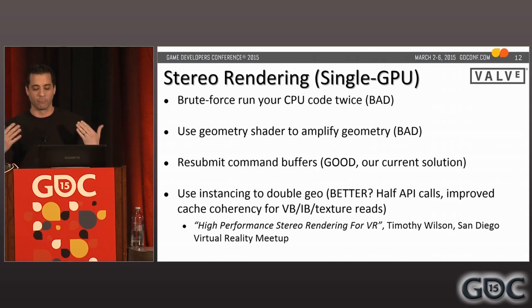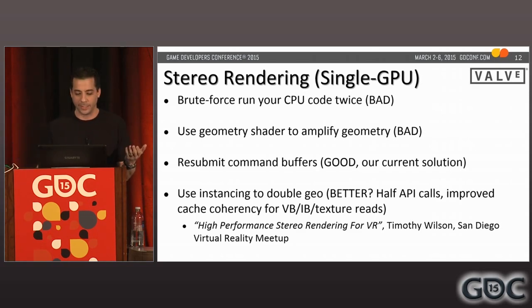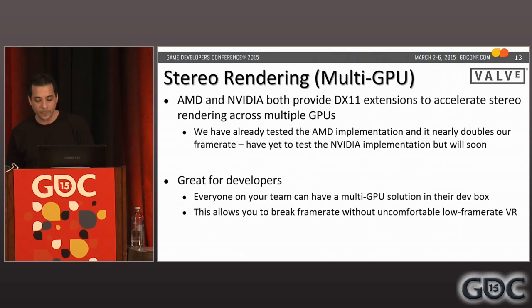This seems like the right way to do it. It's half the API calls, and because you're rendering each model for the left eye and right eye right after each other, you're going to have improved cache coherency across the board in your vertex buffer, index buffer reads, and your texture reads. So this, to me, seems like the right solution. I've not implemented it yet, but I'm planning to in the next couple weeks. But I just wanted to mention it. Google the name of that talk. His slides are super interesting.